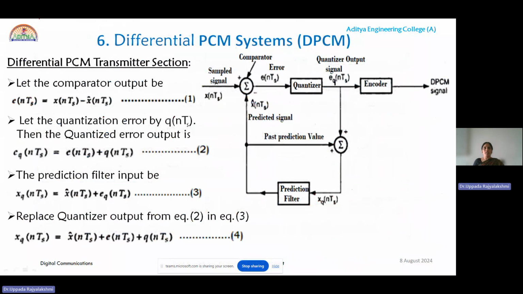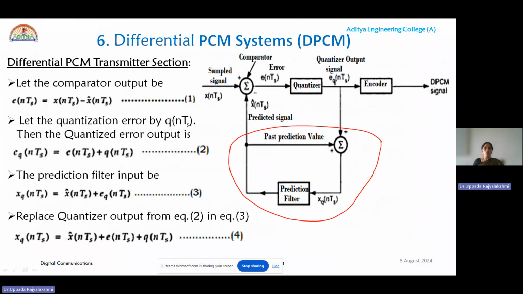Now, coming to the block diagram of differential PCM, this is the DPCM transmitter section. In the PCM, you can see that we have only three blocks: sampler, quantizer, and encoder. But here, in order to eliminate the redundant samples, first we take the sampled signal, and the past information is stored in the prediction filter. So this prediction filter is used to reduce the quantization error. Other than this, the three blocks are as usual.